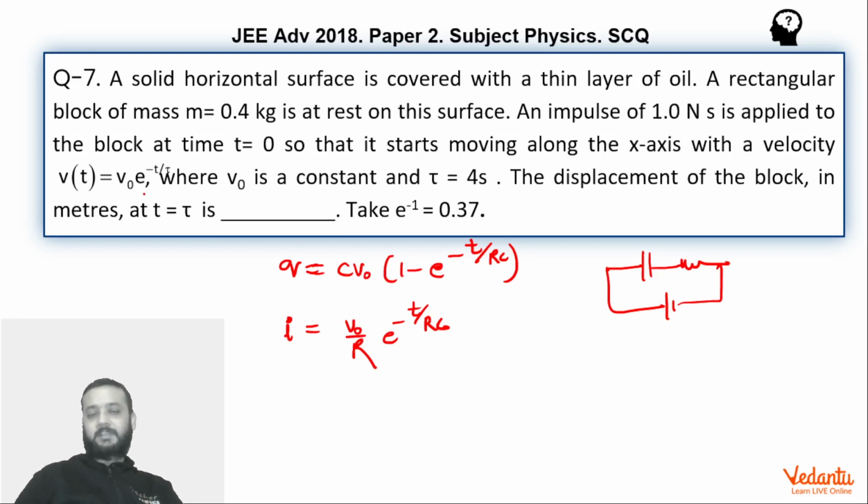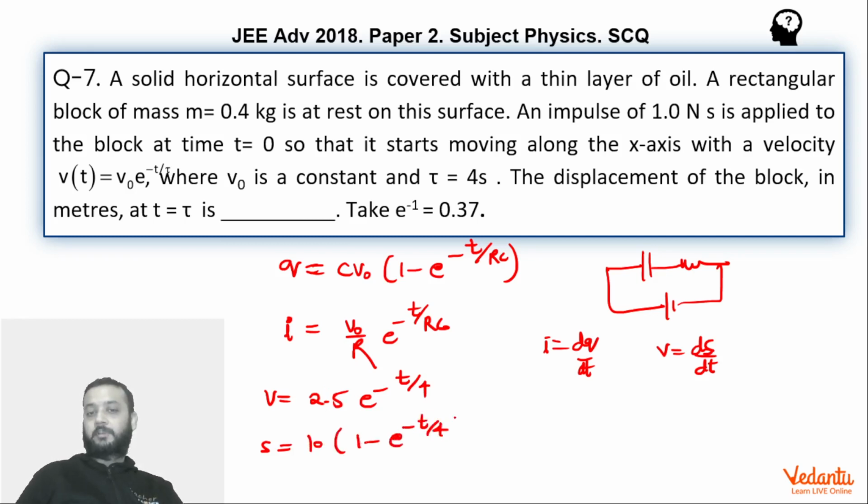Now if you see, the situation is the same here. Velocity is acting as the current and displacement is acting as the charge, because I is dq by dt and v is ds by dt. So we can say that if the velocity function is given as 2.5 into e to the power minus t by 4, the displacement function can be straight away written as maximum 2.5 into 4, which is 10, into 1 minus e to the power minus t by 4. This is the displacement function that we can write without integration.